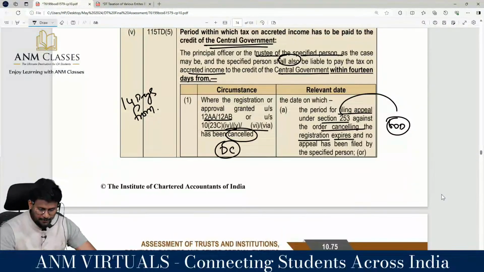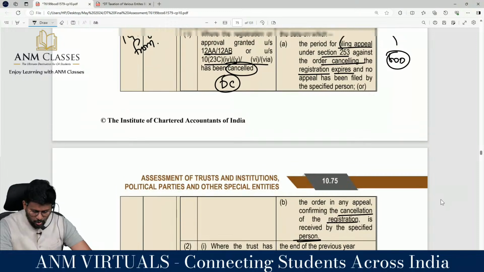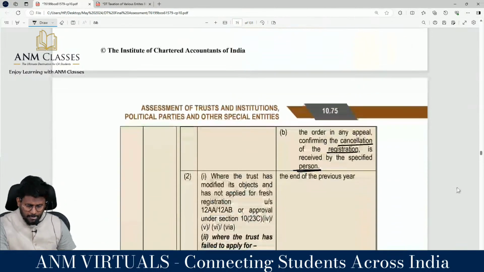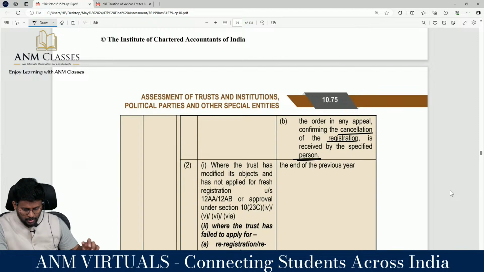Are you all really with me? So either the date on which the time limit for filing the appeal to the ITAT has expired, or the date of the order.